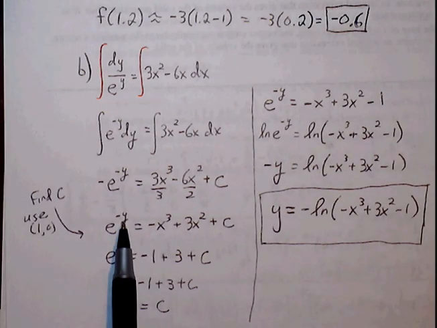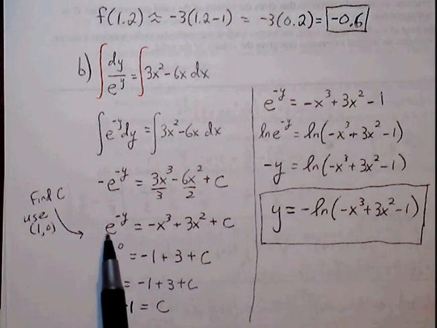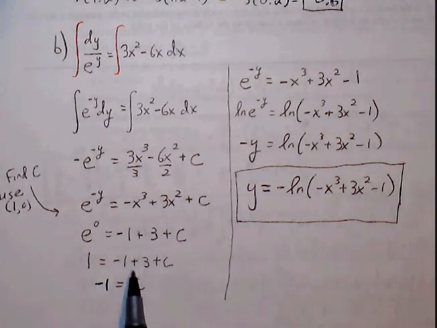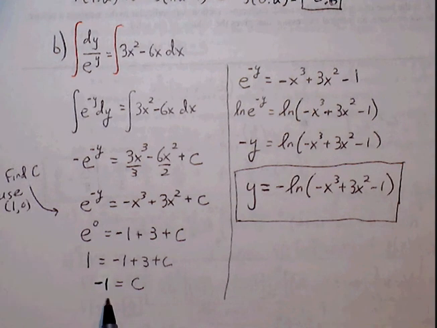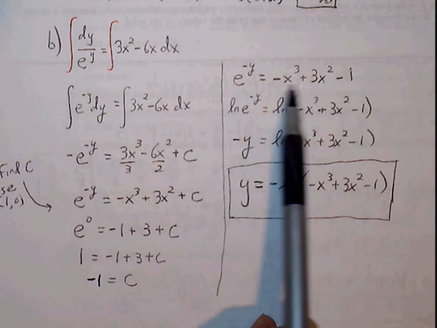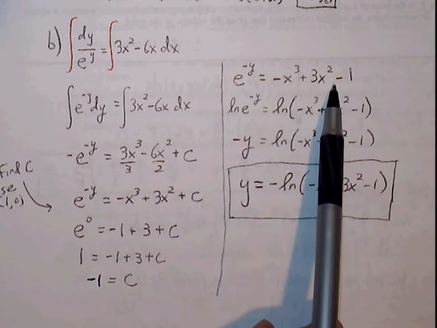Okay, so we've separated the variables. We found the integral. Now I can plug 1 in for x, plug 0 in for y. So e to the 0 is 1, -1 plus 3 is 2. Subtract both sides by 2, and I get 1 minus 2, which is -1. So my c value is -1, and I can now continue to solve for y.